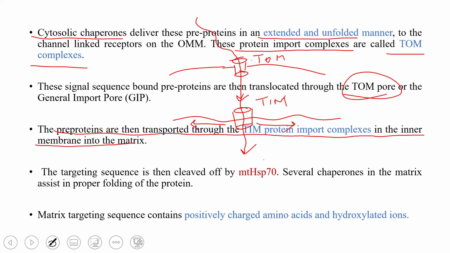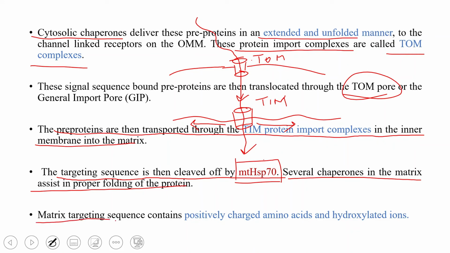Once in the matrix, the targeting sequences are cleaved off by mitochondrial chaperones, the mitochondrial HSP70, that is heat shock protein 70. The targeting sequence, that is the N-terminal sequence which was the mitochondrial targeting sequence, is cleaved off by the HSP70 chaperone present in the matrix. Later, once the targeting sequence is cleaved, there are several other chaperones in the matrix which assist in the proper folding of the protein.